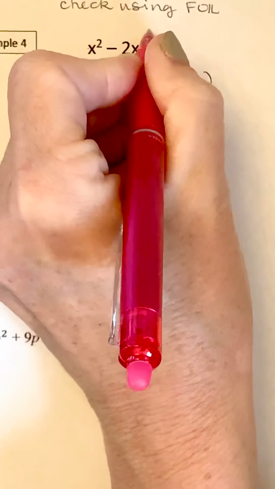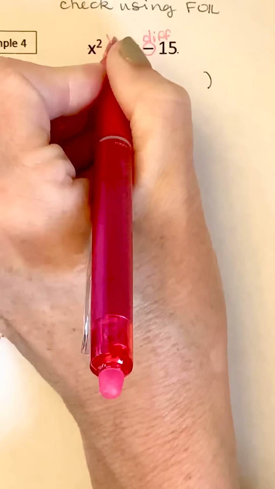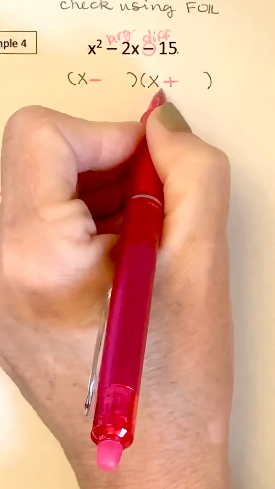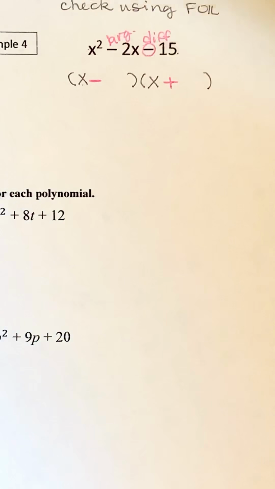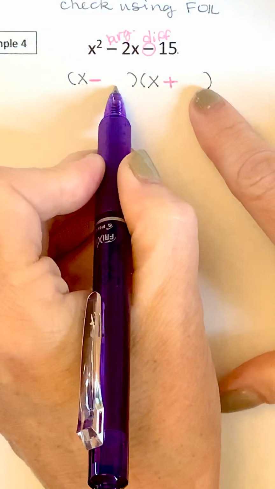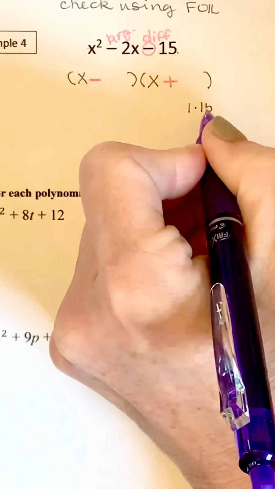Okay, step 2 is determine the signs for each one. This tells me the signs are going to be different. This tells me that the larger number will be negative. So the signs are going to be different. The larger number will be negative, the smaller number will be positive. Okay, what will those numbers be? Well, these two numbers will multiply to give me 15. So I'm going to look at the factor pairs of 15.